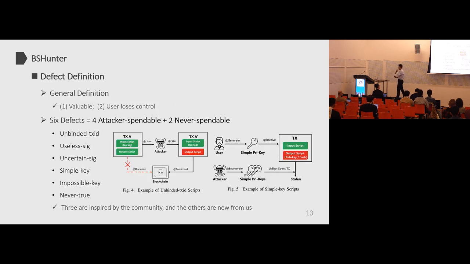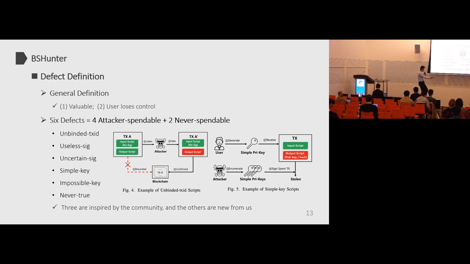Since Bitcoin is designed as a payment system, we regard the issues in Bitcoin scripts that make the owners lose control of valuable payments as defects. We define four attacker-bindable defects: unbound TXID, unusable SIG, uncertain SIG, and simple key. And two never-spendable defects: the impossible key and never true.